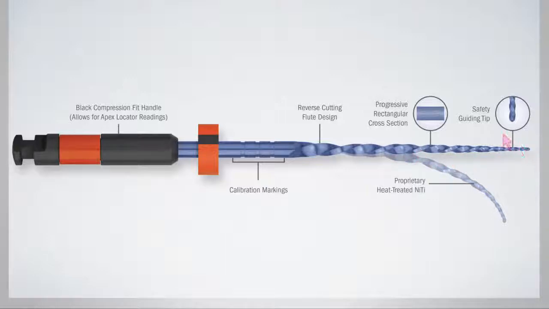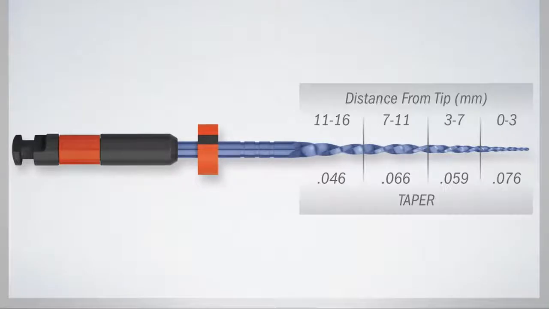The tip, however, is a safety tip, and one other difference in terms of the design is, first of all, they have a cool little black handle, and they're blue, they're heat treated. And they're progressive in taper. As you can see, the taper is different in the first 3 millimeters, the next 3 millimeters, and the next 3 millimeters. It's not a constant taper.